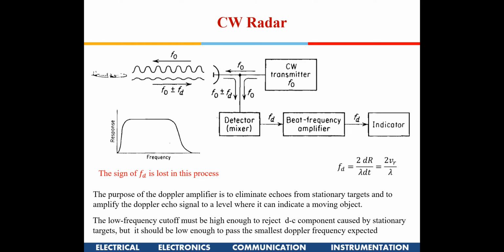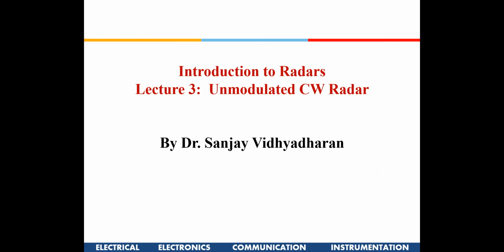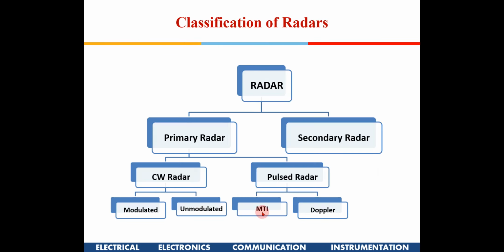So in the next class, we will try and learn about the moving target indicator. We have already seen modulated radar, unmodulated radar, and we generally spoke about the pulse radar. Now within pulse radar, these are the two categories which we will try and cover in the next class.